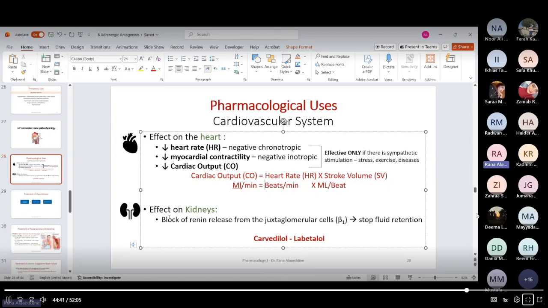A second reason, you guys, why we might get benefit from blocking beta 1 receptors is its effect on the kidneys. Okay, so the effect on the kidneys can come from blocking renin release. And when I block renin release, I'm blocking the RAS system, which is bad for patients with cardiovascular disease, which is a very good benefit. And usually it stops the fluid from being trapped in the system.